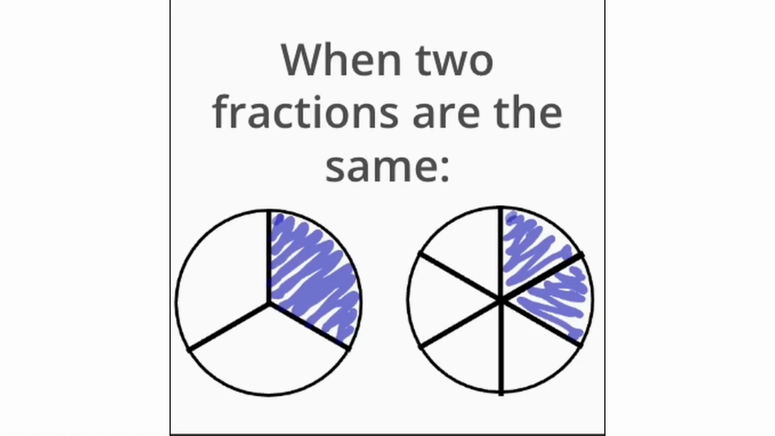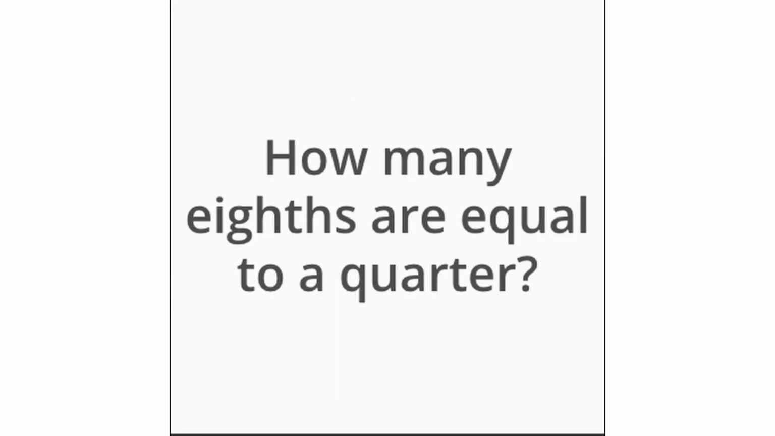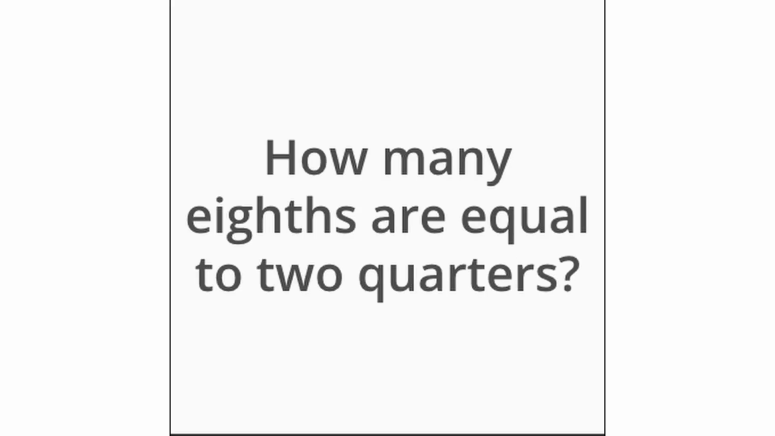It is when two different fractions are exactly the same. For example, 1/3 and 2/6. It is when you split a whole into different numbers of sections, but you still have the same total amount. One way to understand equivalent fractions is by using a diagram. Let's ask this question: how many eighths are equivalent to 2/4?